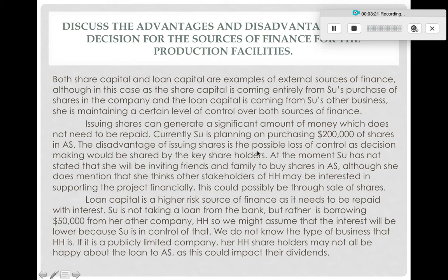So this is looking at sources of finance, relevant sources of finance. It considers different stakeholders and their perspectives. It considers some of the advantages and disadvantages. And remember, in a question like this, we haven't actually been given the amount of money required for the production facilities. We're basing this upon the data in the cash flow forecast, which shows capital expenditure of $200,000 and an income of $200,000 from share capital and $50,000 from loan capital. But this may well need to be adjusted in the final exam, depending upon additional materials provided.